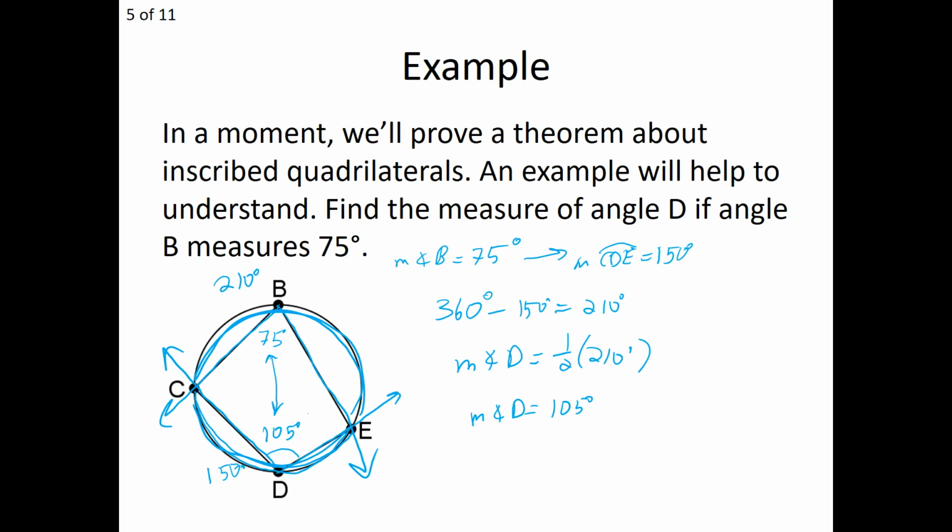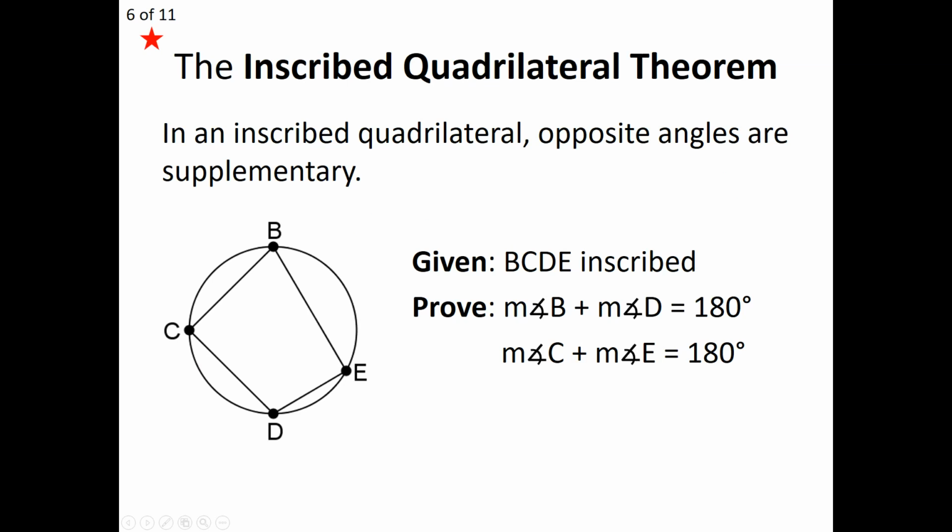Well, here's our conjecture that leads us into our next theorem. Our conjecture, which is known as the Inscribed Quadrilateral Theorem, we're going to prove that in an inscribed quadrilateral, the opposite angles are supplementary. So we have our diagram here given the exact same quadrilateral BCDE.